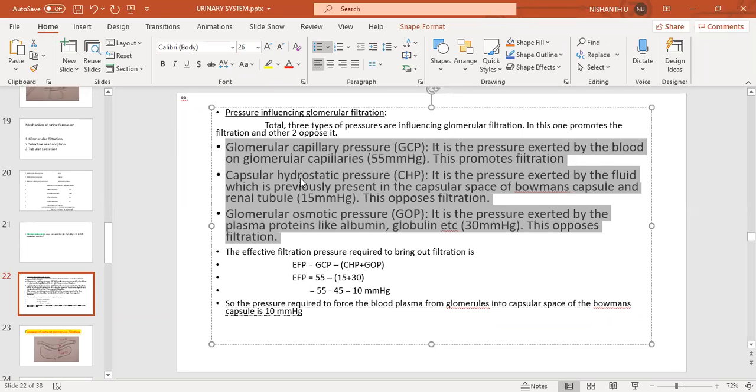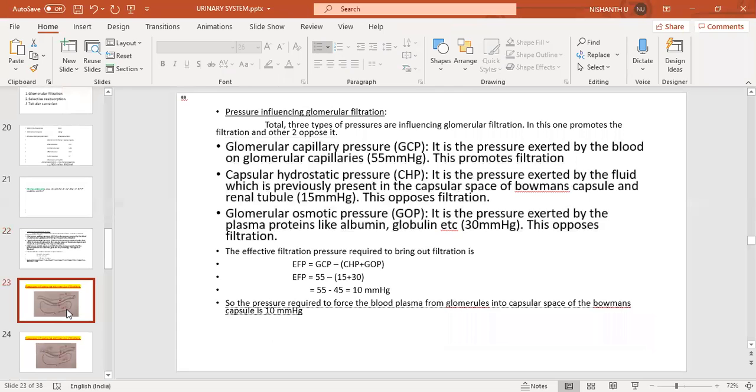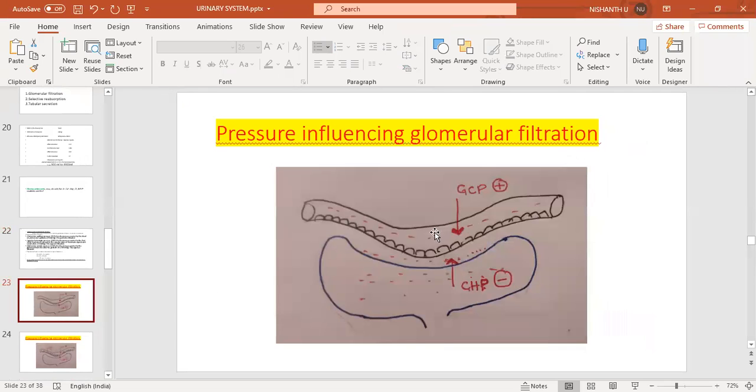And the next one, capsular hydrostatic pressure. It is the pressure exerted by the fluid which is previously present in the capsular space. If I tell it like that, probably you can't understand. Now go through the diagram. For example, the blood is moving in this blood vessel, and this blood will put pressure on the capillaries, and that is nothing but the glomerular capillary pressure. That is positive, meaning it promotes the filtration.